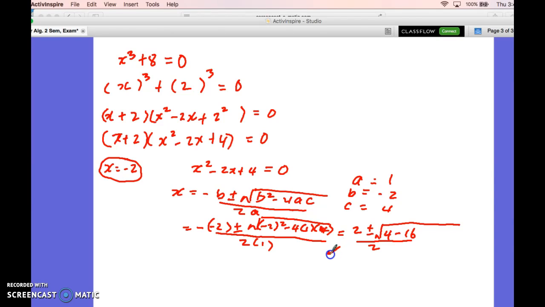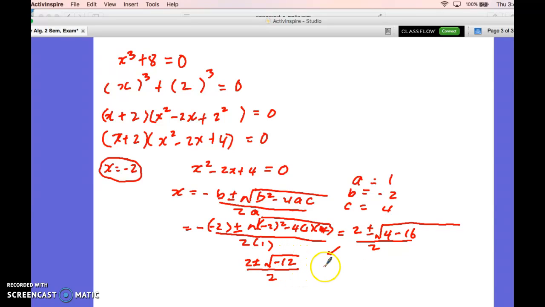I'm going to take it down here now. It's going to be 2 on the outside, plus or minus, inside here is 4 minus 16. That's going to be a negative 12, all over 2. And this is going to be imaginary because b squared minus 4ac is negative. You see it? Yes, so this is going to be imaginary. We're going to have two imaginary roots. And the 12, we could simplify.